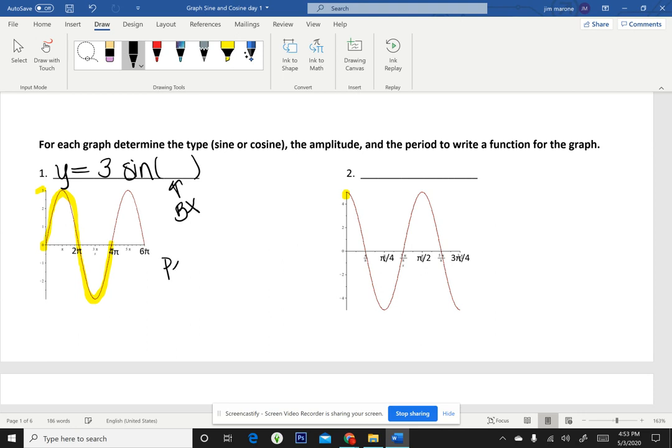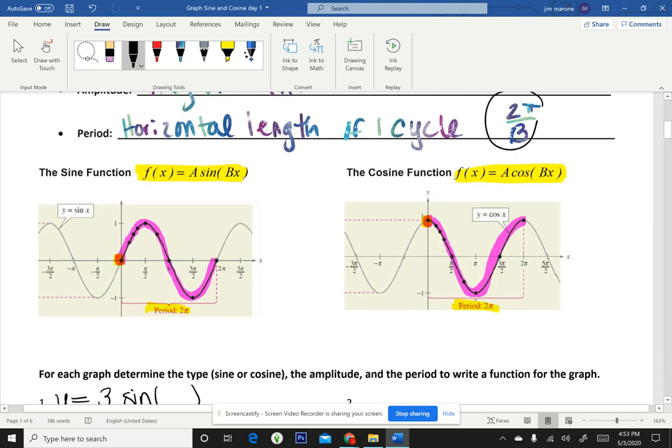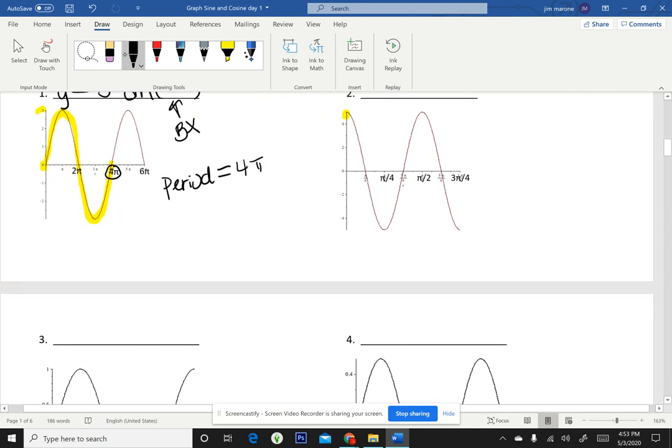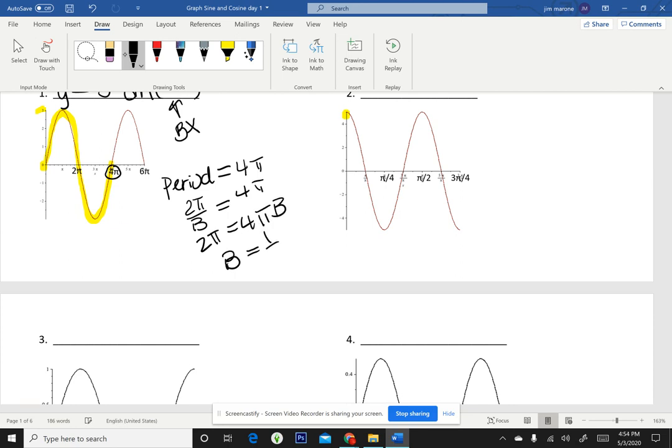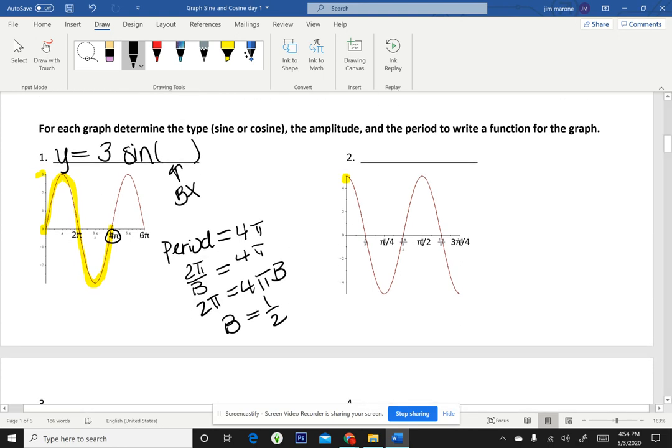If the period here is 4 pi, because it takes 4 pi to get one full cycle, and we also know from up here that the period is 2 pi over b, then 2 pi over b is equal to 4 pi. Then we can solve for b. Multiply both sides by b, so we get 2 pi equals 4 pi b. Divide both sides by 4 pi and get b equals 1/2. So to get the value of b, we set the period equal to 2 pi over b.